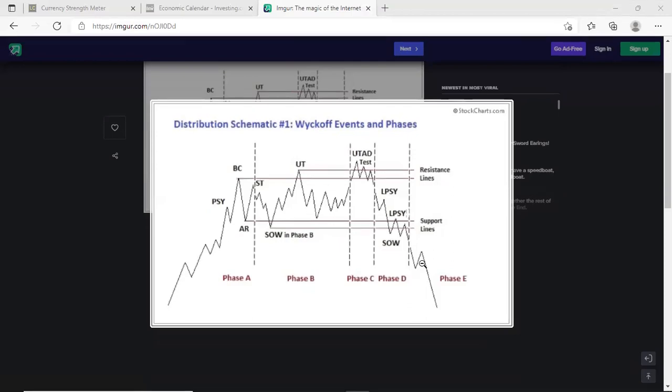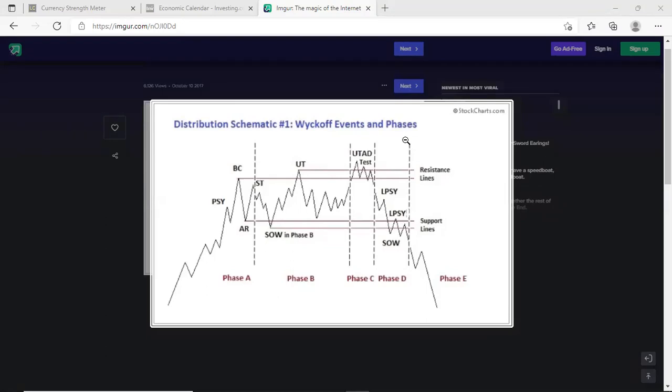Also, this Wyckoff was invented by one American stock trader, Richard Wyckoff, in the 1900s, and this was his strategy in trading the stock market as far back as then. So now let's move on to our charts.